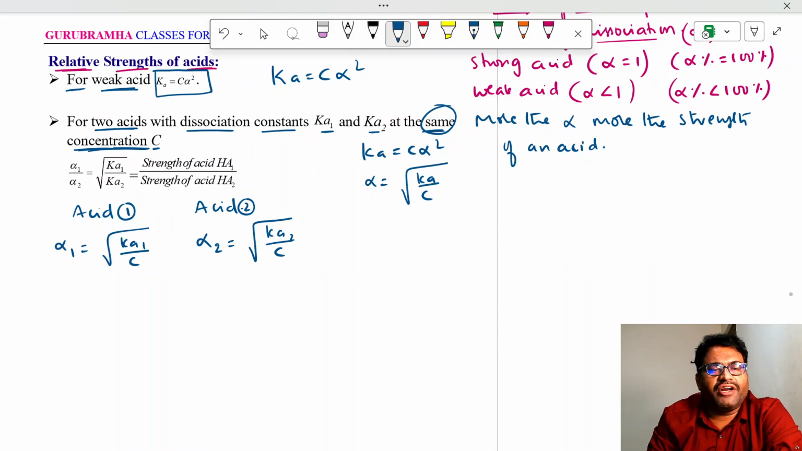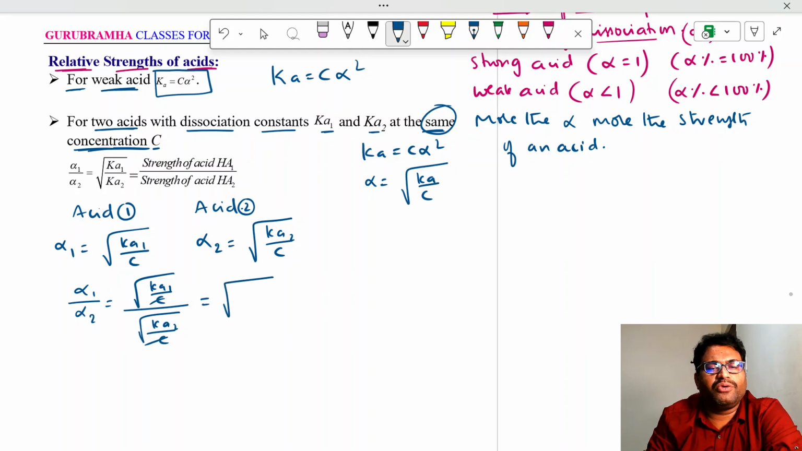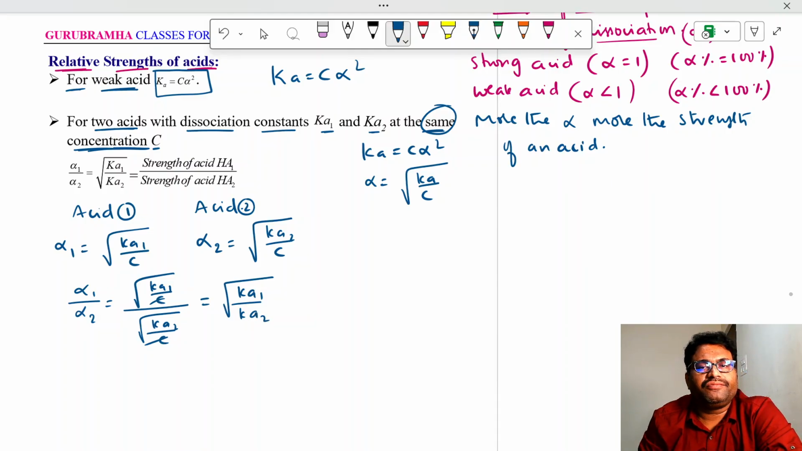So then alpha 1 by alpha 2 is equal to root Ka1 by C by root Ka2 by C. So root C gets cancelled. Then what do you get? Root Ka1 by Ka2. So this ratio gives you the ratio of the strength of the acids.